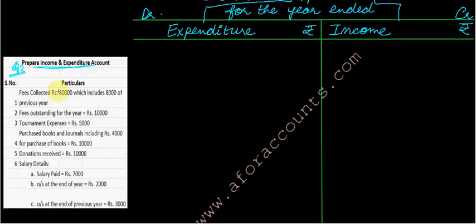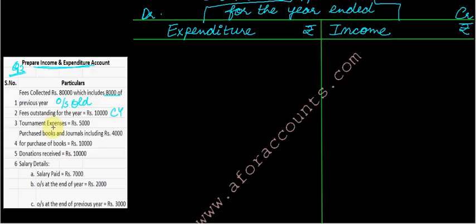Fees collected rupees 80,000, which includes 8,000 of previous year. Means in the previous year this 8,000 must be outstanding. So it is received during the year. So it is outstanding of previous year, means old outstanding. This is fees outstanding for the year. This is current year outstanding, and this is 10,000.